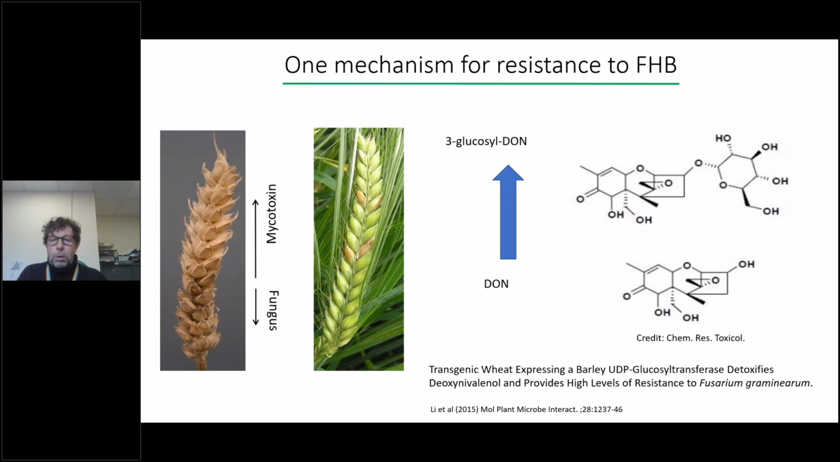Using a GM approach, genes from barley have been transformed into wheat, and it's been shown that those genes also function in wheat to enhance resistance and reduce mycotoxin accumulation. So if one doesn't want a GM approach, the challenge then is to look for wheat varieties that contain versions of these glucosyl transferases, which are capable of undertaking this transformation of DON with greater efficiency, so as to reduce the effects of DON on the plant and reduce DON accumulation.